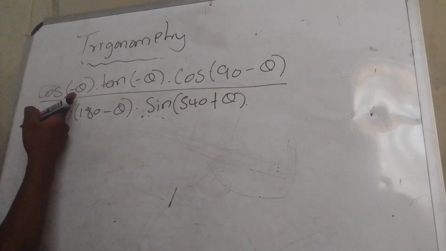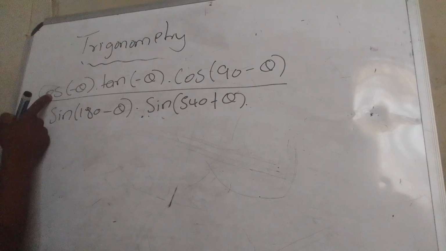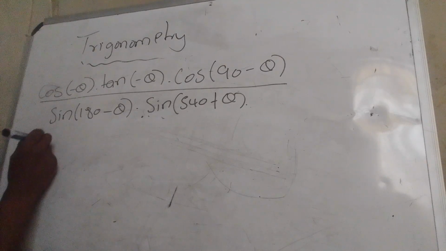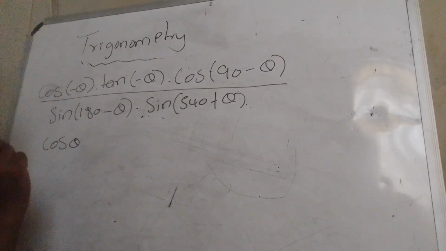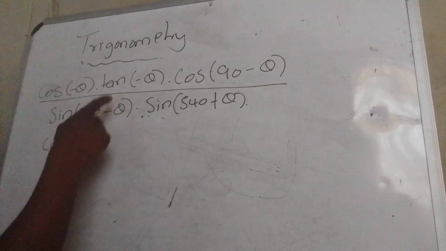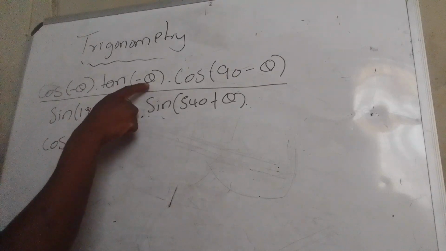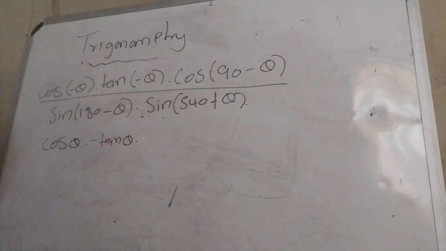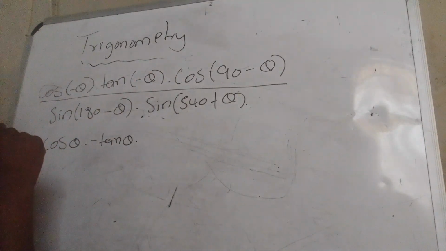So we have cos of negative theta. Remember, only cos will be positive if there's a negative angle, so here we have positive cos theta. Then we have tan of negative theta, so this is going to be negative tan theta. Times cos of 90 minus an angle. 90 minus an angle is in which quadrant? It is in the first quadrant. How is cos in the first quadrant? It is positive.